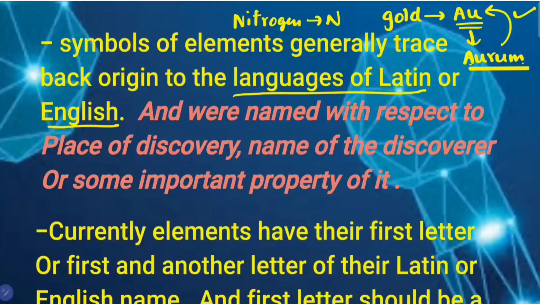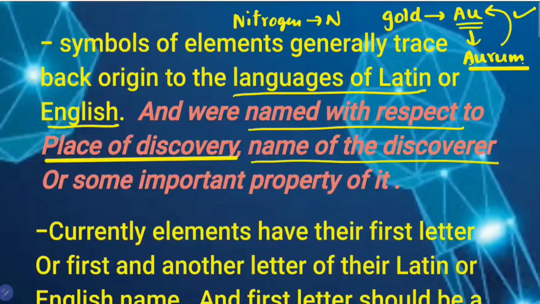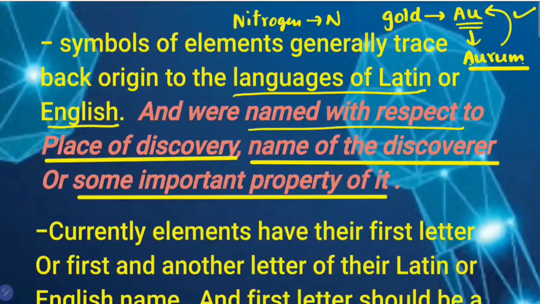So symbols of elements generally trace back their origin to the language of Latin or English. And these elements were named with respect to the place of discovery, or the name of the discoverer, or some important property of it. So either this or this or this. Most of these elements are named on the basis of these three things, or mostly. So this is very important too.